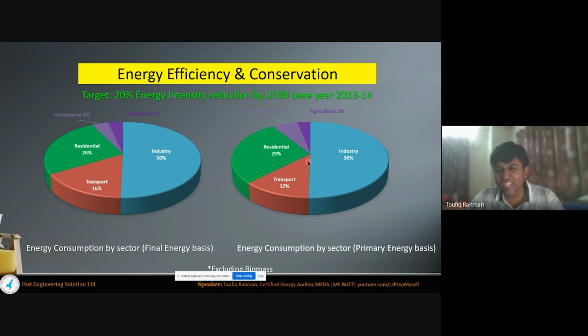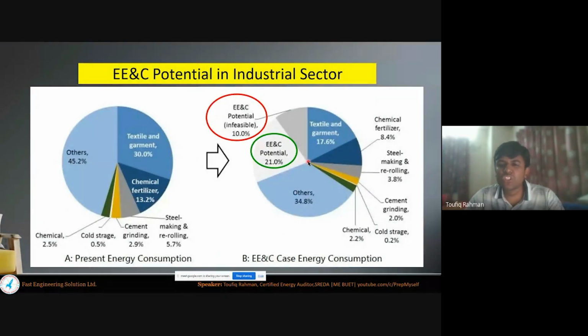So there are two pie charts. One is the final energy basis, and one is the primary energy basis. Final energy means electricity. If electricity is concerned, then the chart is a little bit different, but industry uses most of the energy. So this is the potential of the saving in our country, that if we go for energy management, we can save around 21% of our energy in Bangladesh.